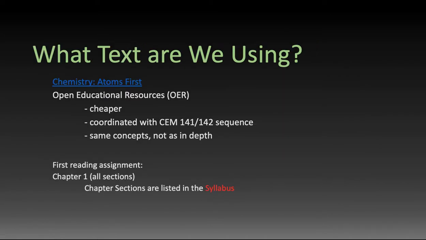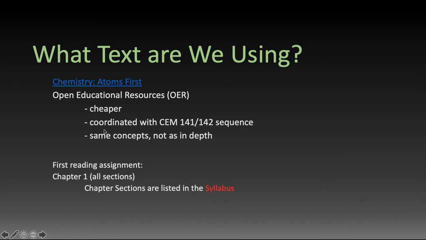Let's talk about a few technical things. What text are we using? We are using Chemistry Atoms First, and this is an open educational resource. We do this because it is cheaper. If you actually only work with the electronic copy, that is free. If you want an actual hard copy of the text, it is about $50, which is just the cost for them to print it. And we coordinate this with the Chem 141, 142 sequence.